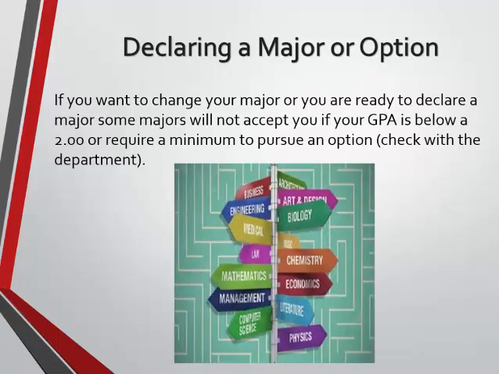In addition, if you want to change your major or you are ready to declare, some majors will not accept you if your GPA is below a 2.0. You might also be required to maintain a higher minimum to pursue specific majors or options within your major. Check with your major department advisor to discuss consequences that affect your major goals.